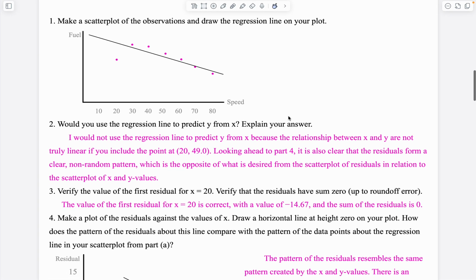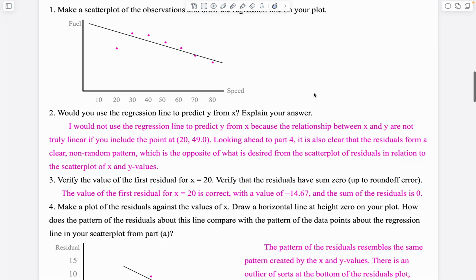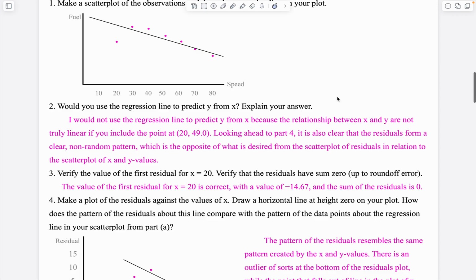So using this scatter plot that I've created, part 2 says, would you use the regression line to predict Y from X, and explain? I said I would not use the regression line to predict Y from X because the relationship between X and Y is not truly linear, if you include the point that I have stated is a little bit deviant from the regression line. If this point was closer to the trend of the regression line, it would be more of a linear relationship, so that wouldn't be a problem. But also, another reason that I wouldn't use the regression line stems from part 4 of the question that I can get into in just a minute.